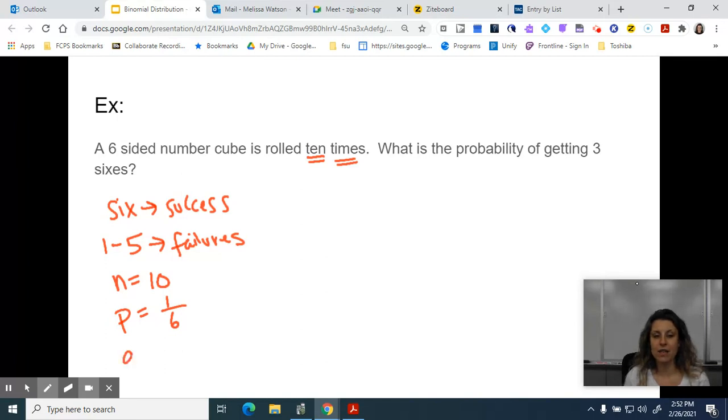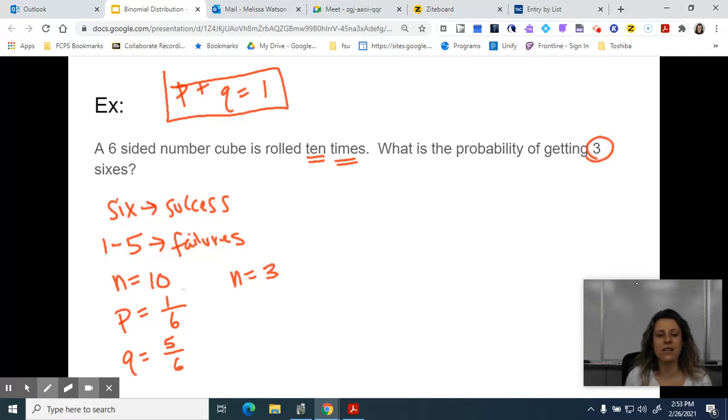Okay, let's identify q, which is the probability of failure. Now remember, we grouped these together. So there's 5 outcomes there. 1, 2, 3, 4, 5. So the probability is 5/6. So the probability of success, p, plus the probability of failure, q, had better always equal 1. They are complements of one another. So little side note there. Okay, the last thing we need to identify is x, which is the number of successes. So how many 6s do we want out of those 10 rolls? And right here it says we want 3.